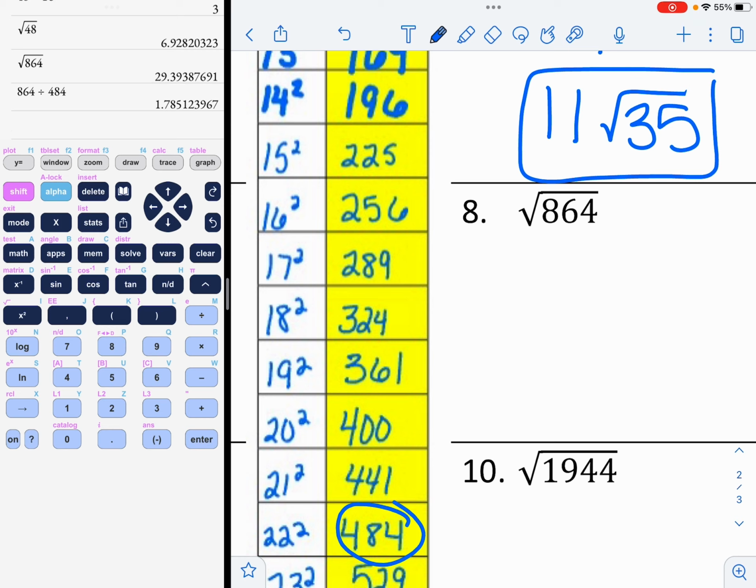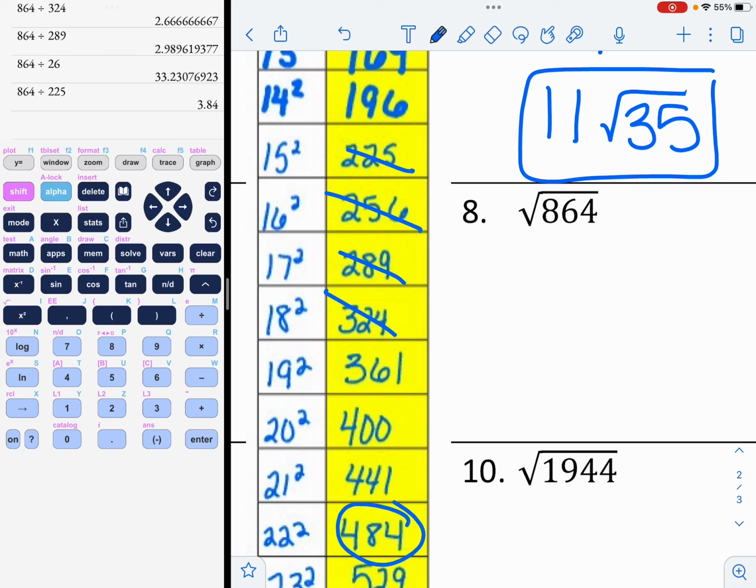864 divided by 484. No. What am I at? 864 divided by 441. No. 864 divided by 400. That's not going to work. 864 divided by 361. That's not going to work. 864 divided by, where am I at? 324. Is that my next number down the list? Good. Now I'm going to do 289. Nope. 864 divided by 256. No. 864 divided by 225.